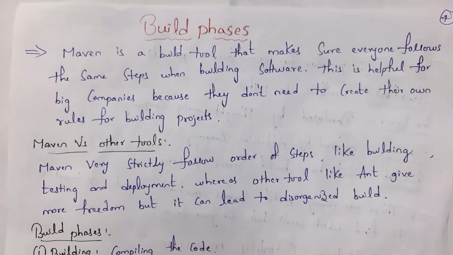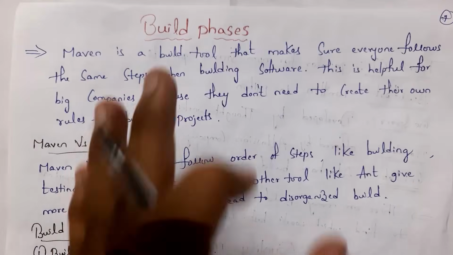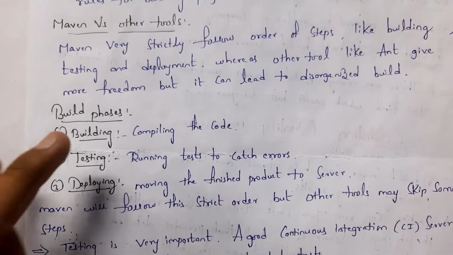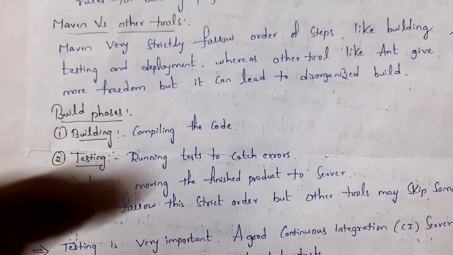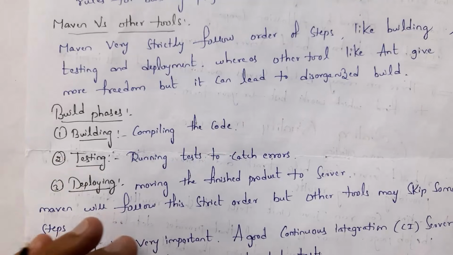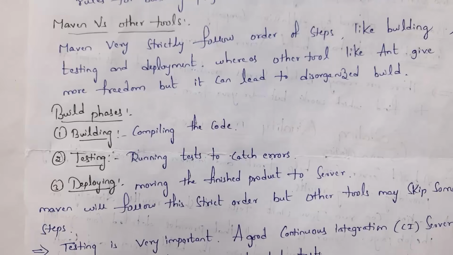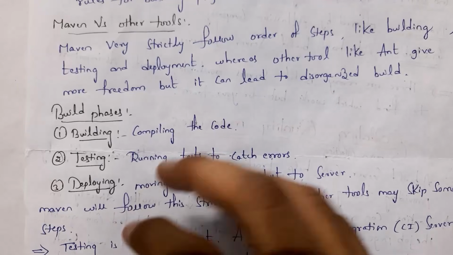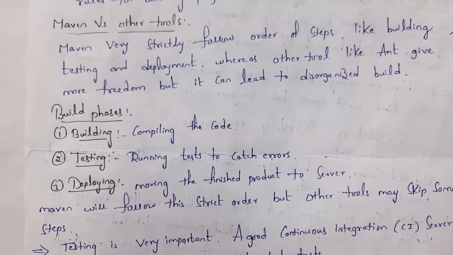Next I will explain what are build phases. Guys, Maven is build tool. By using this tool we can perform three basic operations. First one is building. Building is nothing but compiling code. Next one is testing. Testing is performed on code in order to catch various kinds of errors. And third phase is deployment phase. After successfully compiling and testing code, we need to place that code in server. So placing our code in server is known as deployment. So Maven tool will perform these three basic operations.